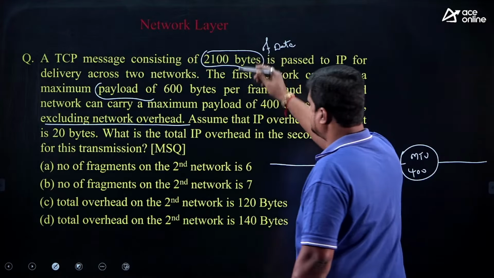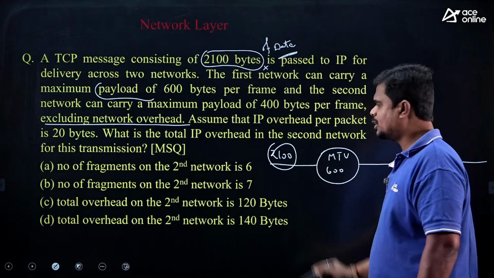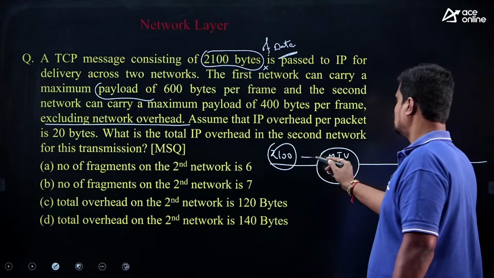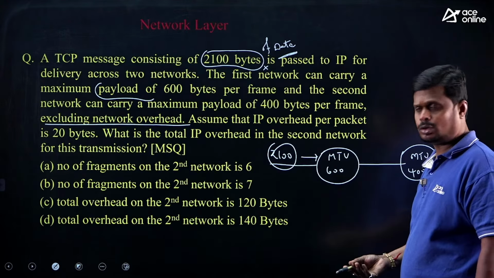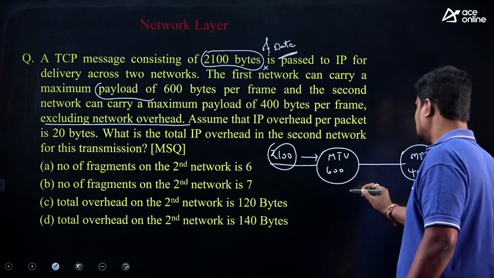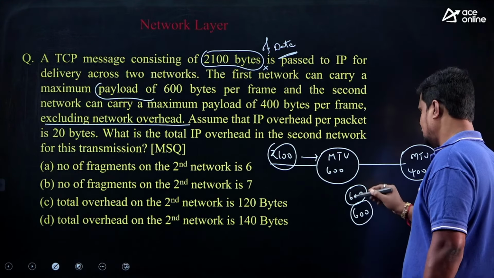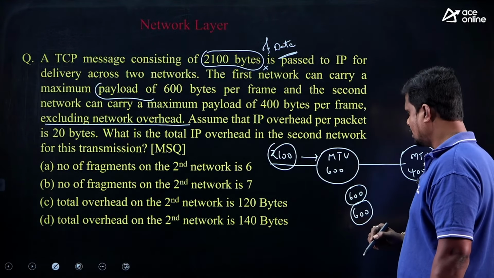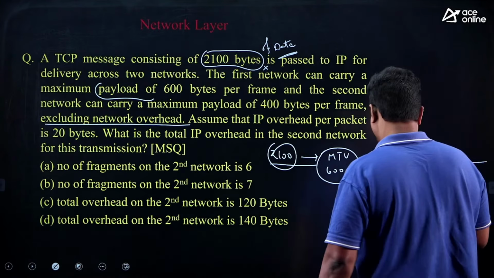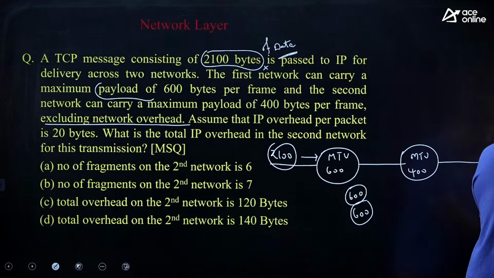Now the TCP message has 2100, which is also data. Am I able to pass this 2100 from this end to this end at a time? No. Then 2100 divided by 600. It means first I can send 600, this is one fragment. Again I can send 600, again one fragment. This is only the data portion. So verify whether this data portion is divisible by 8 or not. So 600 divided by 8, if I do.